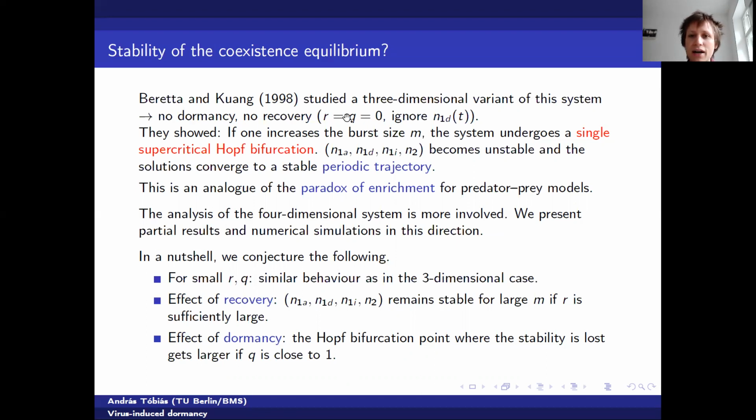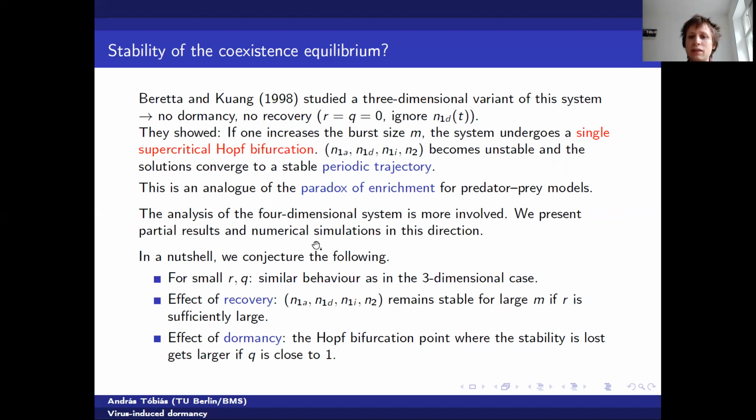Beretta and Kuang in 1998 studied the 3-dimensional variant of this dynamical system, where they had no recovery and no dormancy, so r equals q equals 0, and then one can ignore the dormant coordinate. They showed that if one increases the burst size m, then the system undergoes a single supercritical Hopf bifurcation, which means that this coexistence equilibrium becomes unstable and the solutions converge to a stable periodic trajectory with very high fluctuations. This is actually an analog of the so-called paradox of enrichment, which is known from predator-prey models.